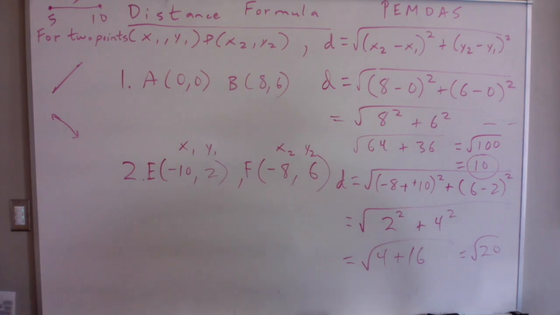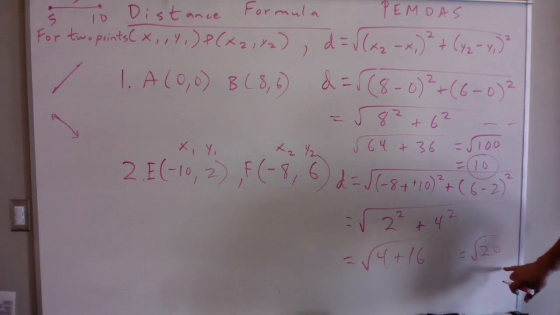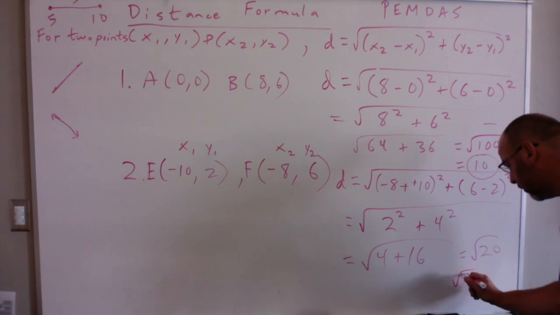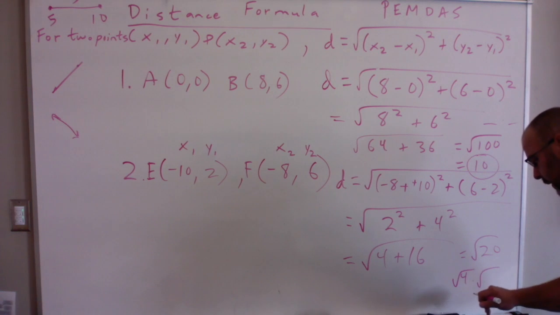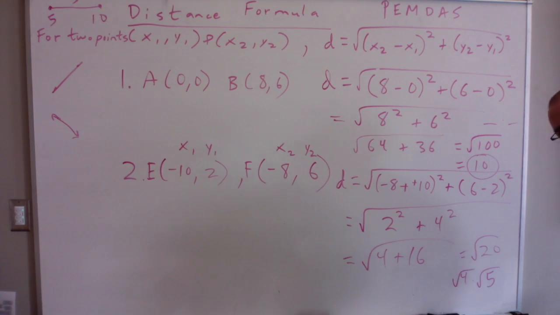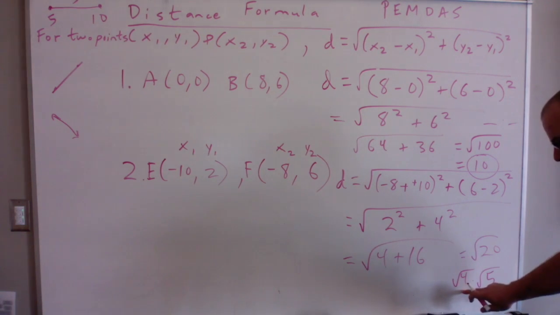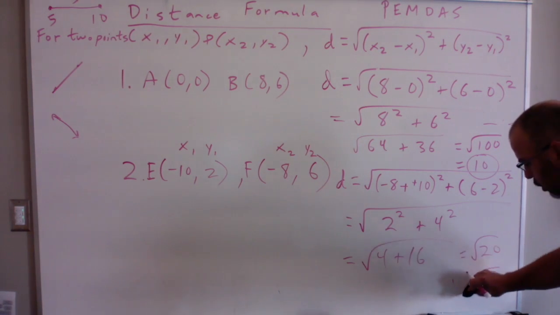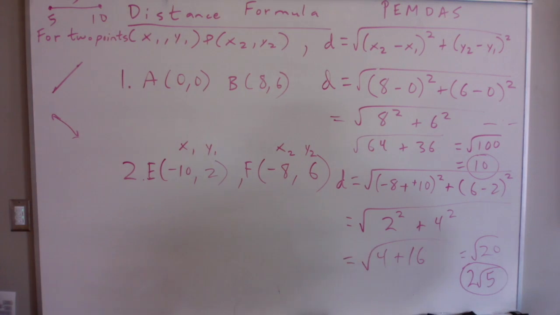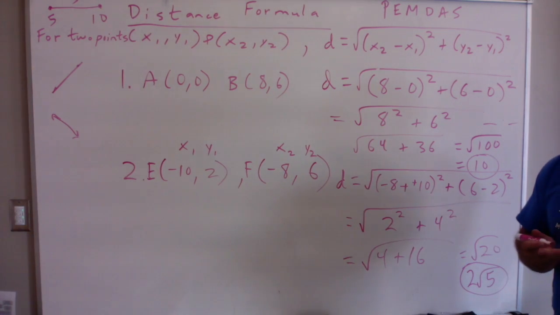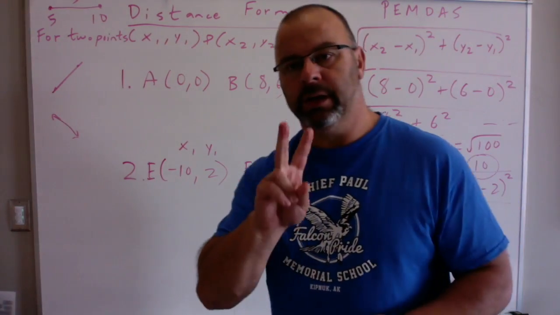Square root of 20. Now here's the thing. Can I simplify this down? I can. What goes into 20 that I can take the square root of? 4. So I can make this the square root of 4 times the square root of what gives you 20, 4 times 5. So this is the square root of 4, which comes out to be what? 2. So this is our simplified answer, 2 times the square root of 5. And we're going to use the distance formula today to find the distance between 2 points.